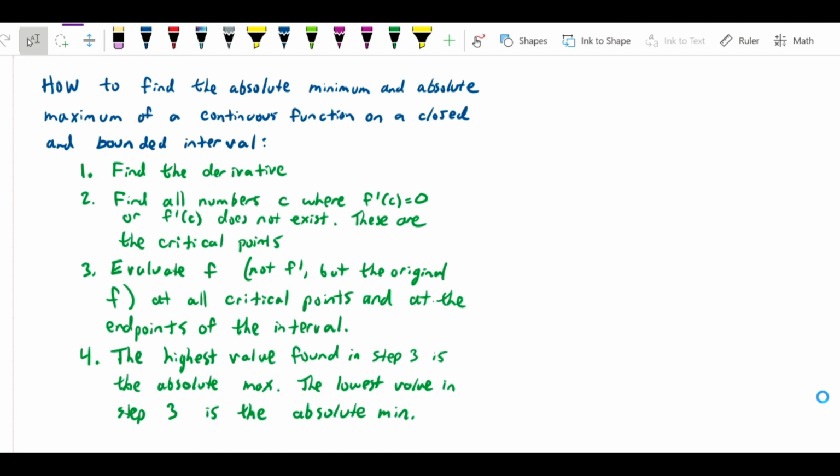The reason we do this is that the only places where absolute extrema can exist are at the endpoints or the critical points. So those are the only ones where we actually need to look at the values of the function. And once we've evaluated f at the critical points and at the endpoints, the highest value that you found in step 3 is the absolute maximum, and the lowest value is the absolute minimum. That's the process.